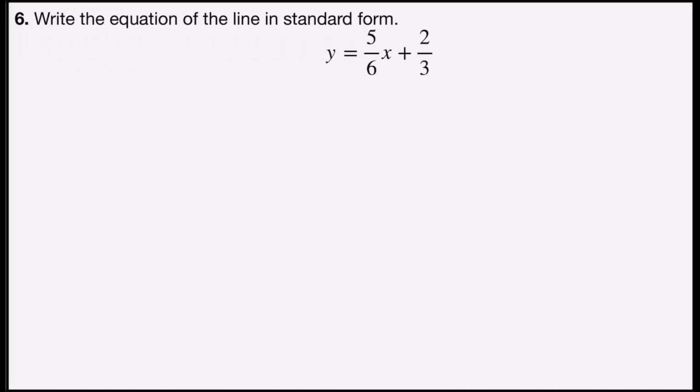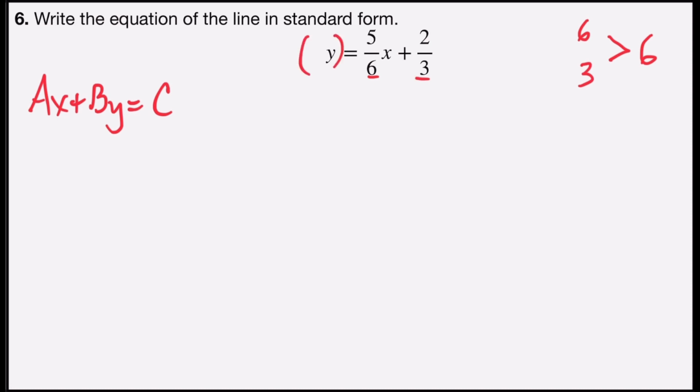Problem number 6 says write the equation of the line in standard form. And the equation in slope-intercept form says y equals 5/6x plus 2/3. And I want to write that in standard form, which is ax plus by equals c. So again, I have fractions, 5/6 and 2/3, and so I'm going to need to multiply both sides by the least common denominator between 6 and 3, which is 6. Since 6 is a multiple of 3, that will be my least common denominator. So I will multiply both sides by 6.